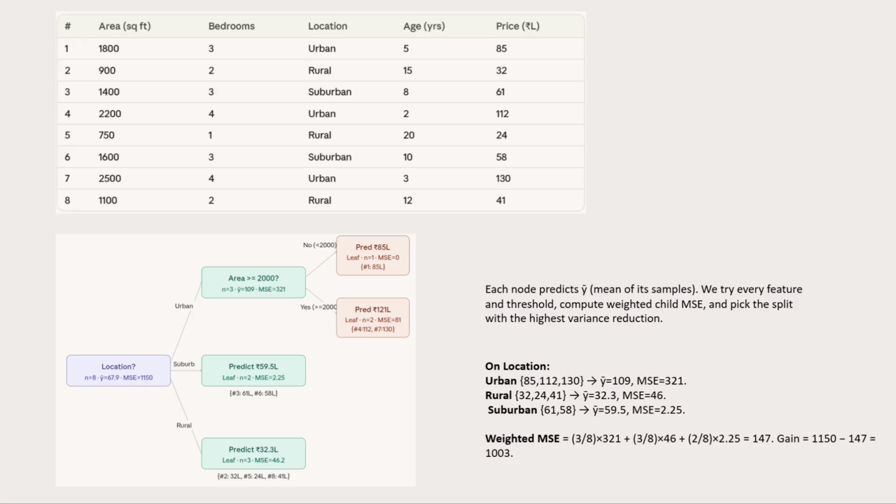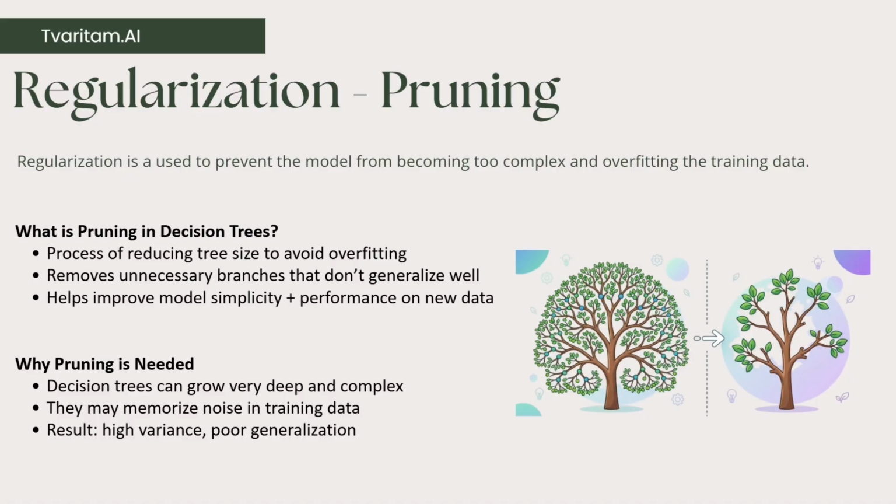While after the first split, the weighted mean squared error value becomes 47, thus providing us with a gain of 1003. Now let us talk about regularization in decision trees. Regularization is used to prevent overfitting in our machine learning model.